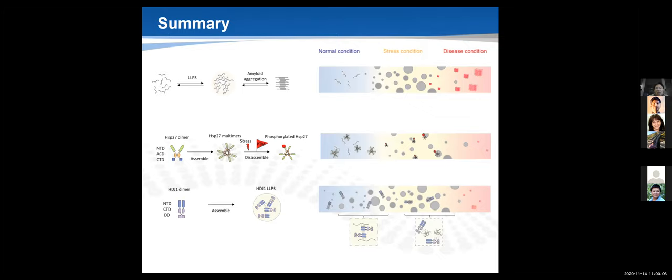And this is another case. For enzymes, when several enzymes co-phase separate, this state can boost their overall enzymatic activity, like for compound or metabolite production.